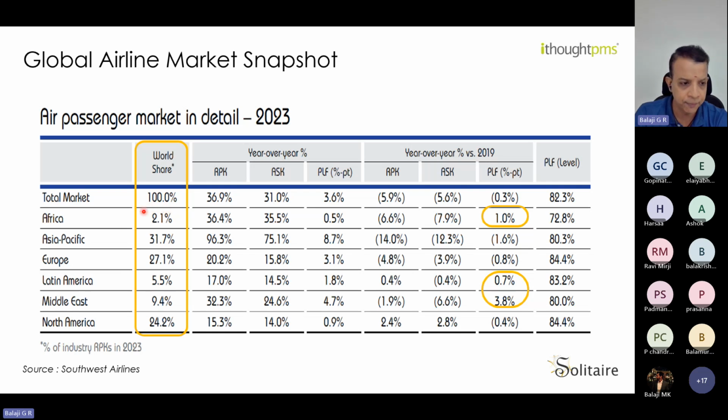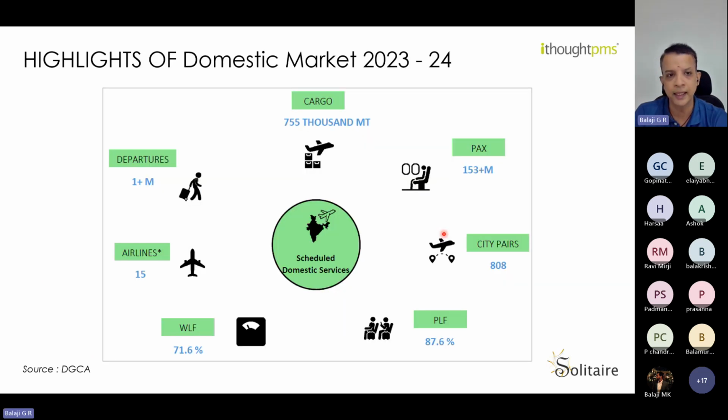I think the big growth will come over a very long period here, but currently it's not a big number. Very interesting, this is data as of end of 2023, taken from Southwest Airlines as the reference point. Africa, Latin America, and the Middle East had recovered, and obviously the larger economies are yet to recover. If you see, the highest load factor is close to 84.4, which is Europe and even North America. Having seen this, now let's get into the India market.